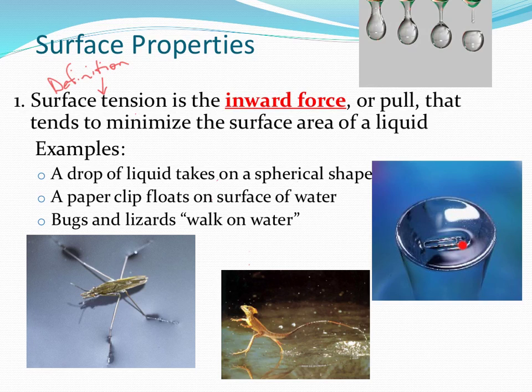Paperclip. If you're careful, you can make a paperclip float on top of the water if you don't break that surface tension. There are bugs and lizards that can actually walk on the water because they're able to spread their force out so much on their legs that they don't push through or break the surface tension.